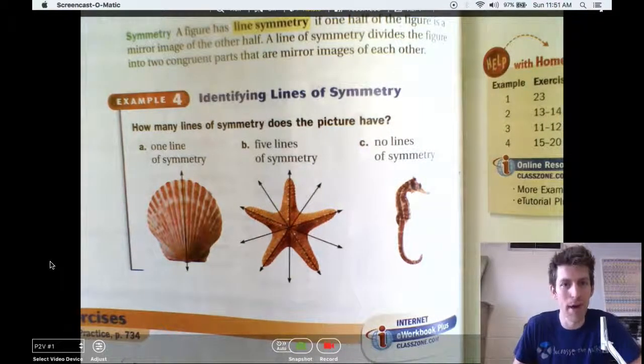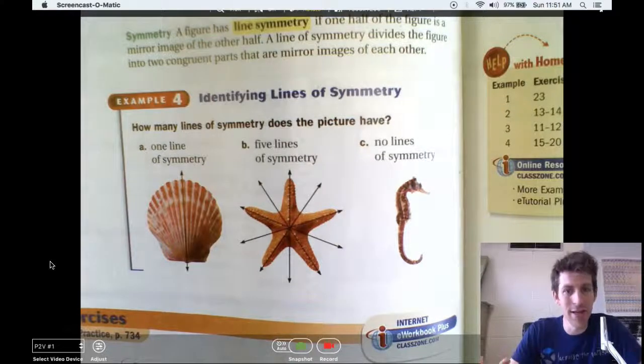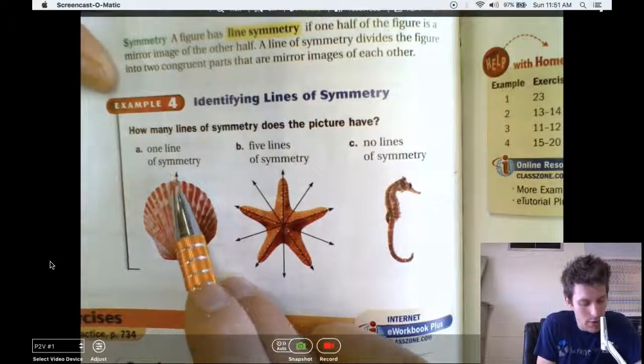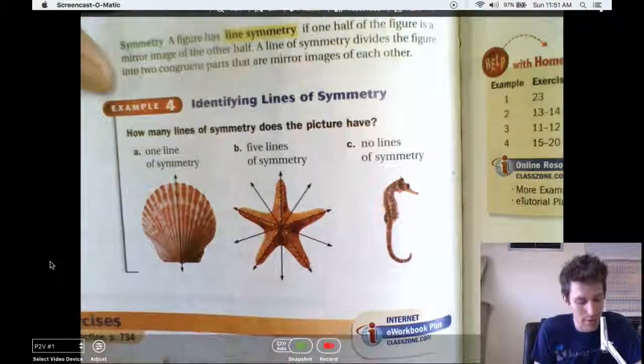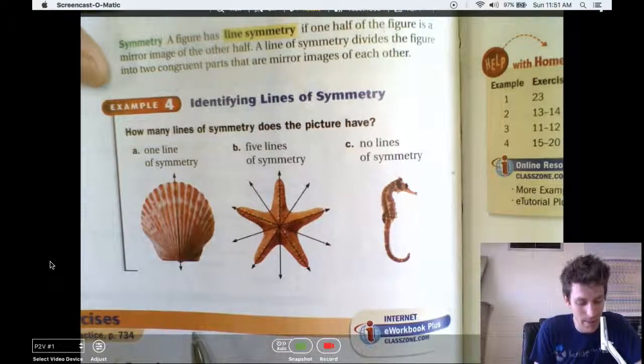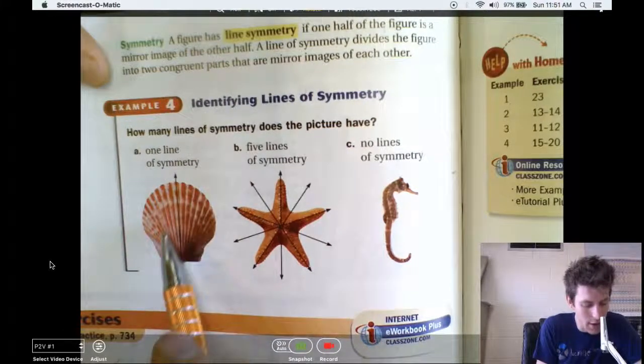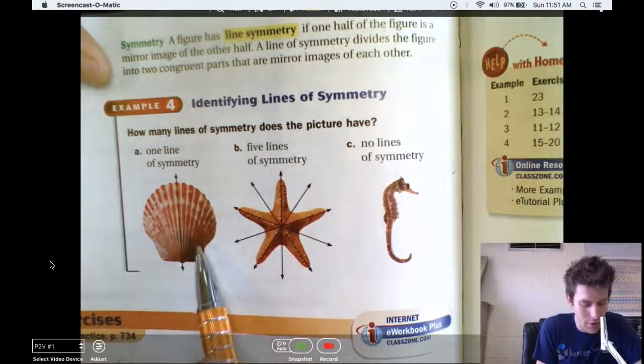We call that mapping onto itself. Then it has line symmetry. So this seashell, that's the only place you could draw a line on that to where it would fold over and map onto itself. Right? There's no other way you could draw a line. If you did diagonal, wouldn't work.